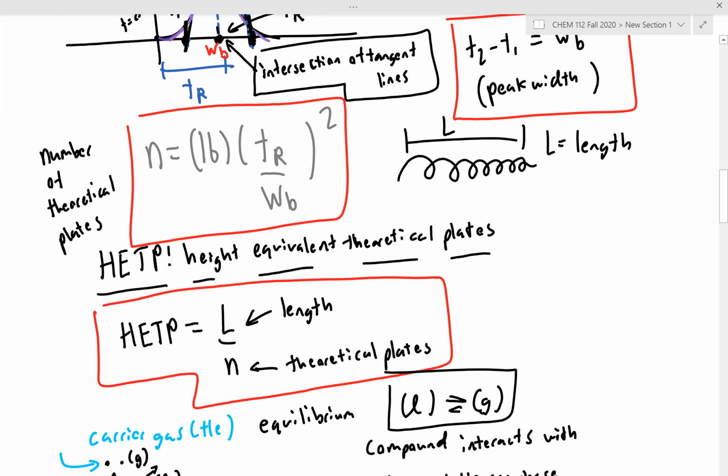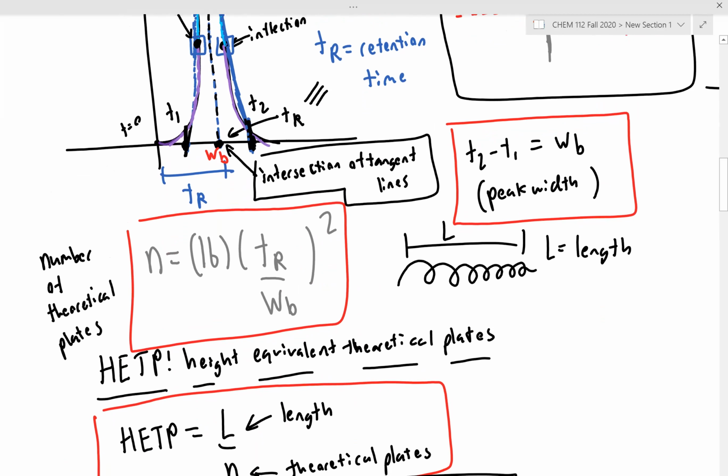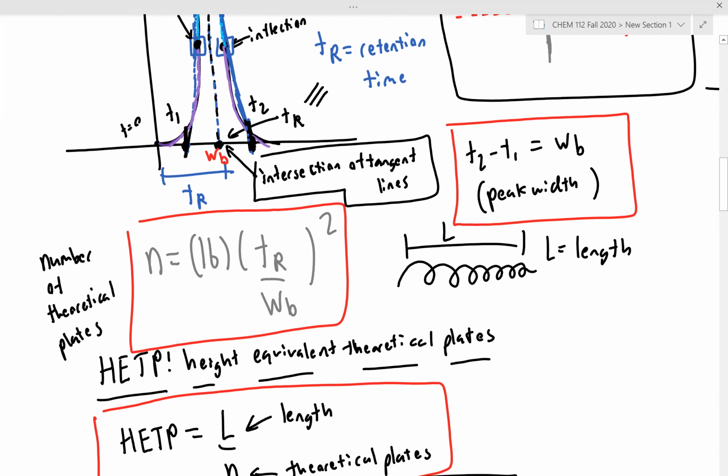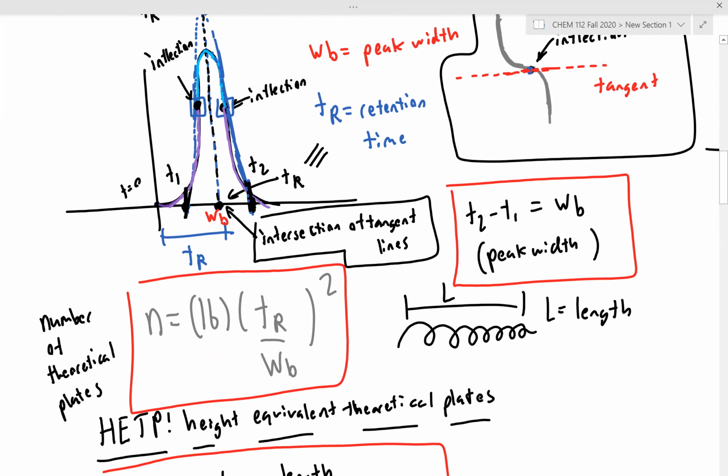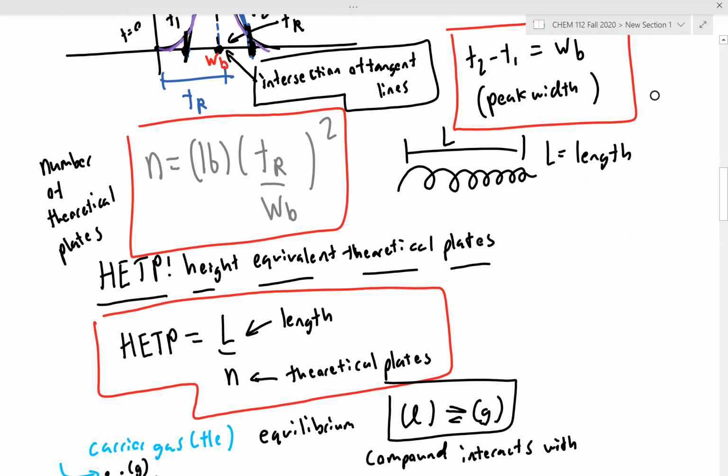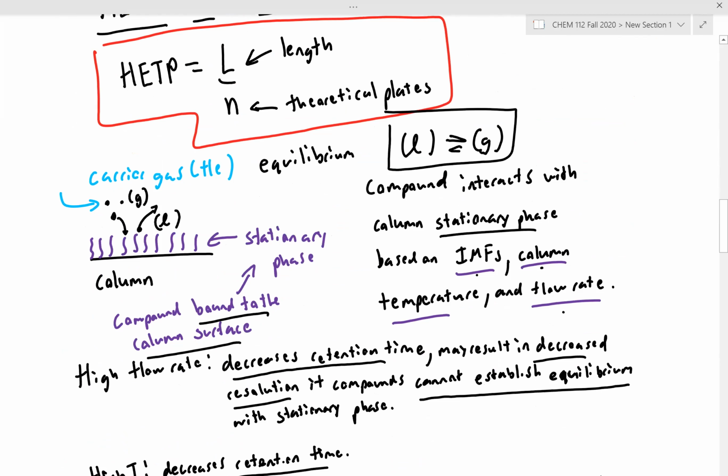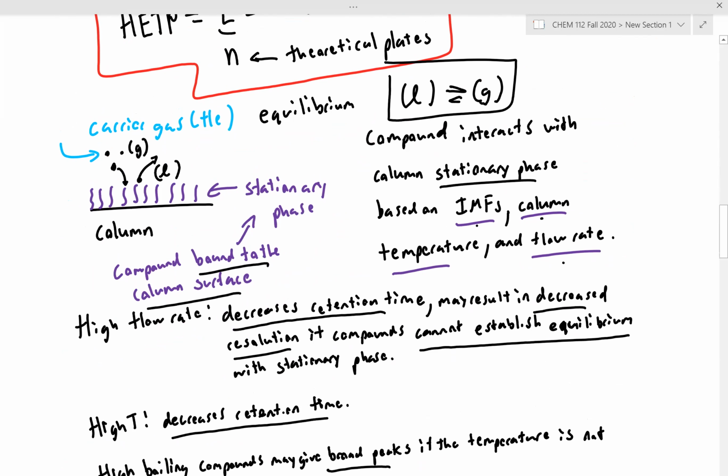So this provides a summary of how you process the peaks to calculate data about your column and calculate the retention time for your compound. Let's now take a moment and unpack the theory behind how gas chromatography actually functions.